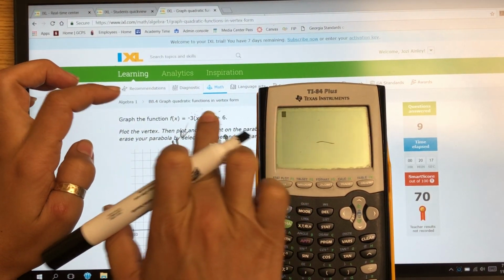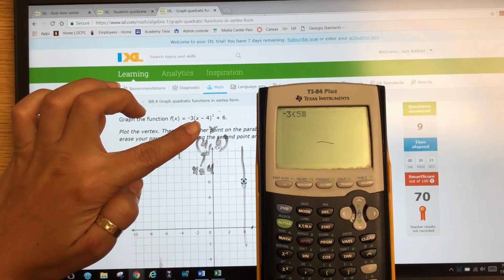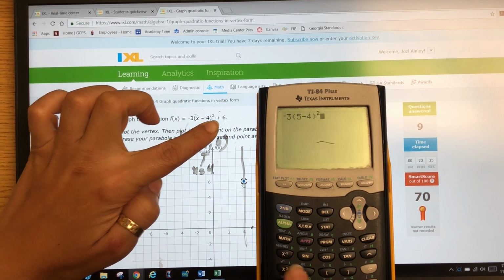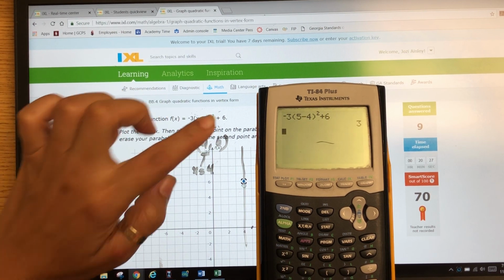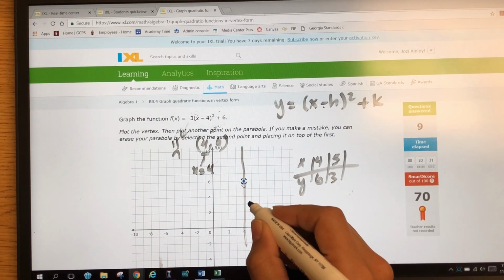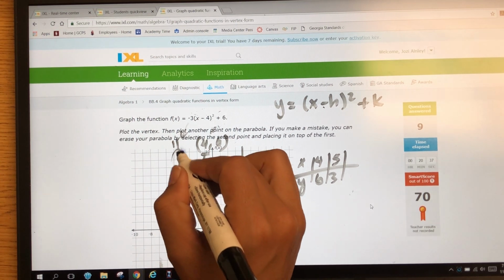So I'm going to erase that so you can see. Negative 3, open parentheses, and I picked 5 for x, minus 4, close parentheses, squared, plus 6. So 3. So that gives me 3. So 5, 3 is my point. So 5, 3. That makes sense because it's going down.